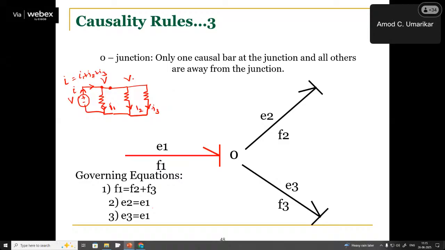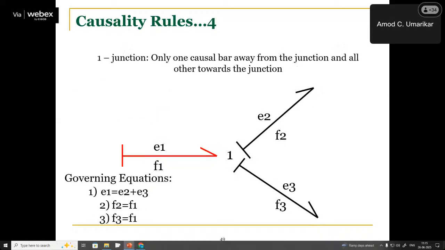So this is the rule: only one causal bar at the junction and all others are away from the junction. This is one important rule. Otherwise it will be violated. Similarly, at a one junction, only one causal bar away from the junction and all others towards the junction. Now here the governing equation is E1 is equal to E2 plus E3 and F2 is equal to F1, F3 is equal to F1.